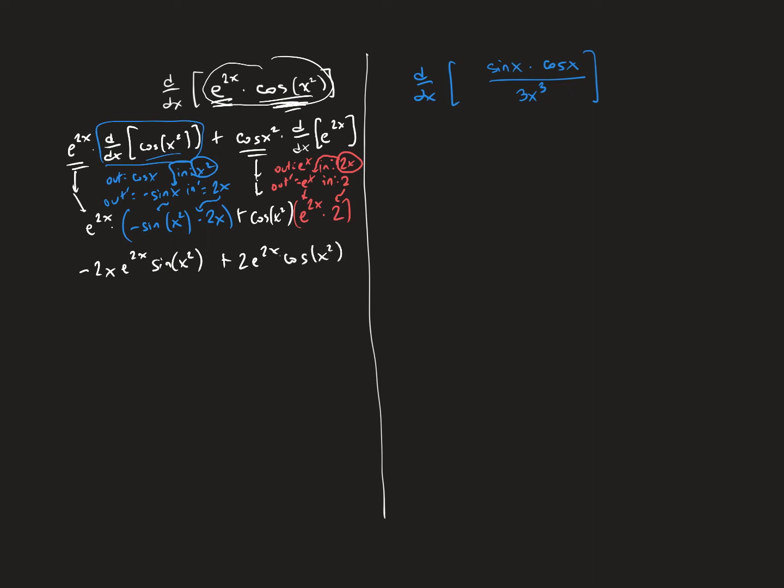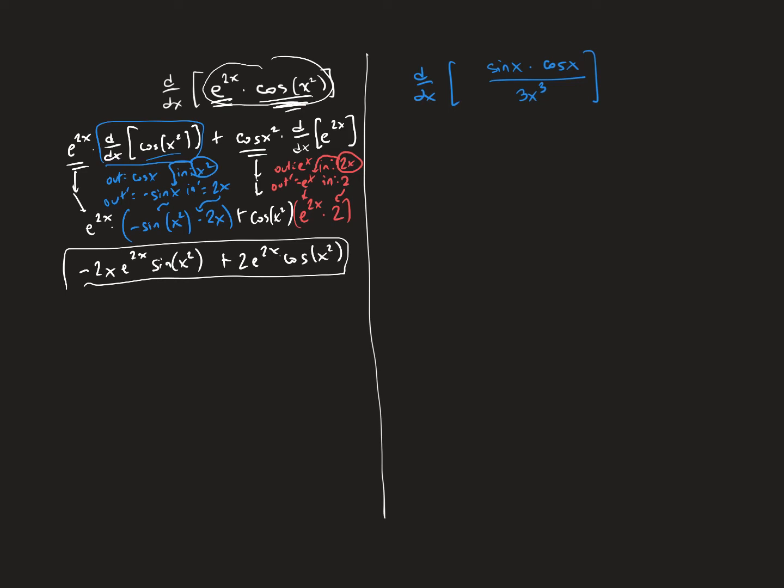And that would be the derivative of the function above. So turn your attention to the blue example over here. This time we have a product rule on top. You can see sine times cosine. And on bottom we have a power rule, but the whole thing is a quotient. So again, we're going to start with a quotient rule.